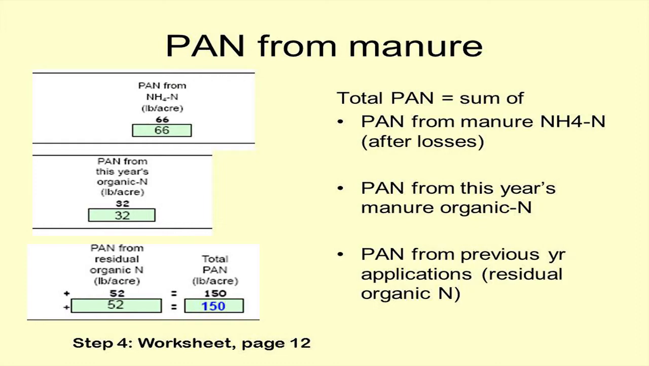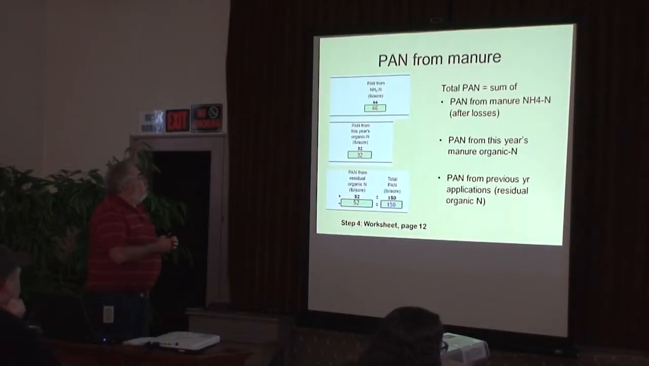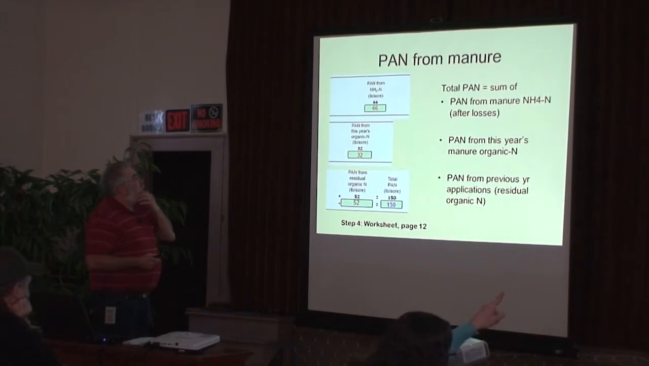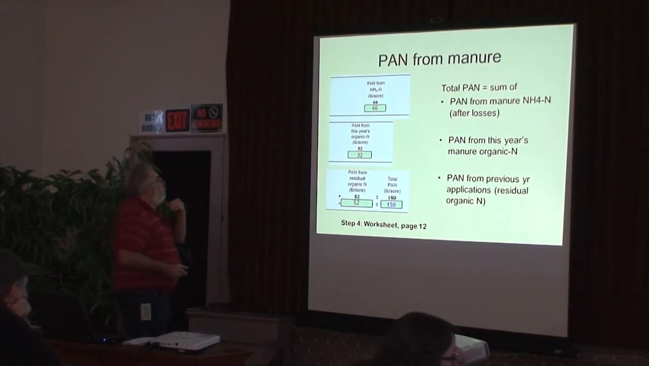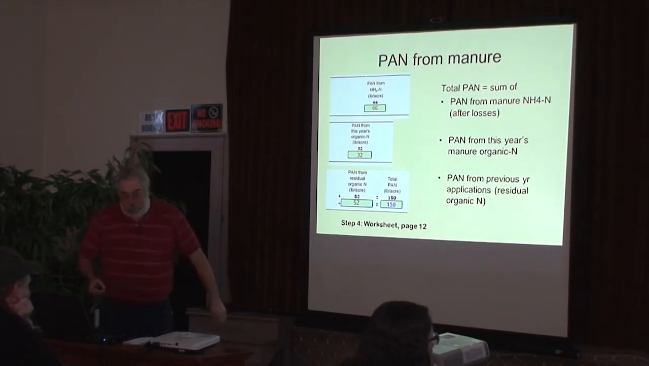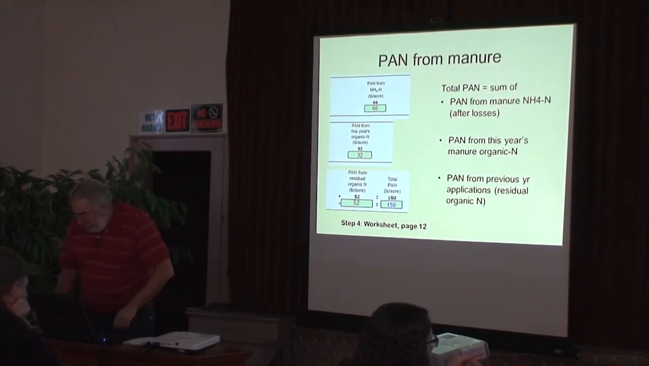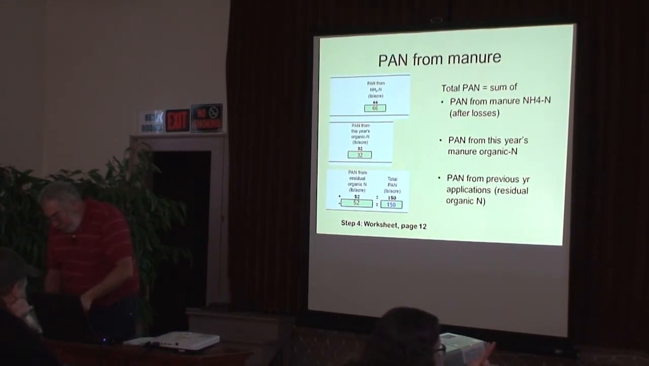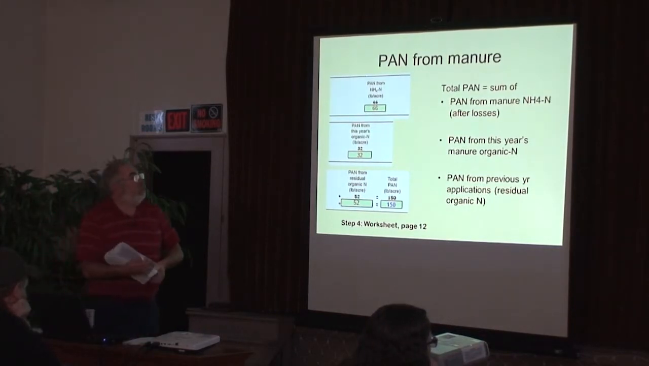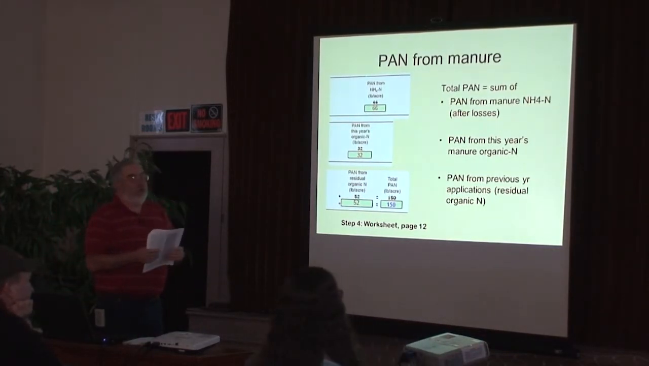Okay, so this now gives you the total PAN that's available, plant available nitrogen from ammonium, and it goes to worksheet 2, which is the one that I like.